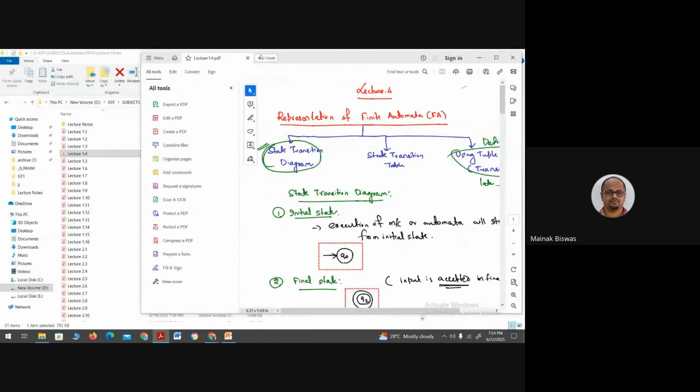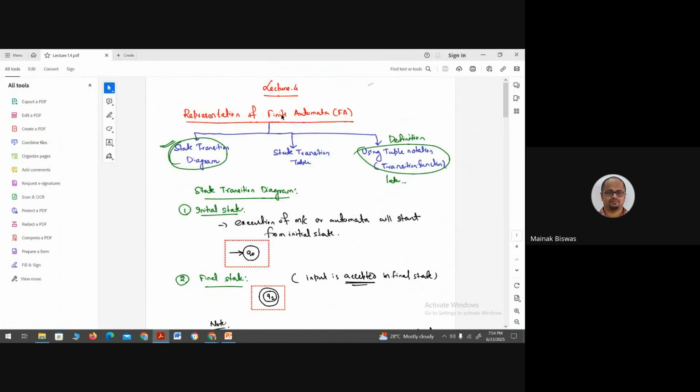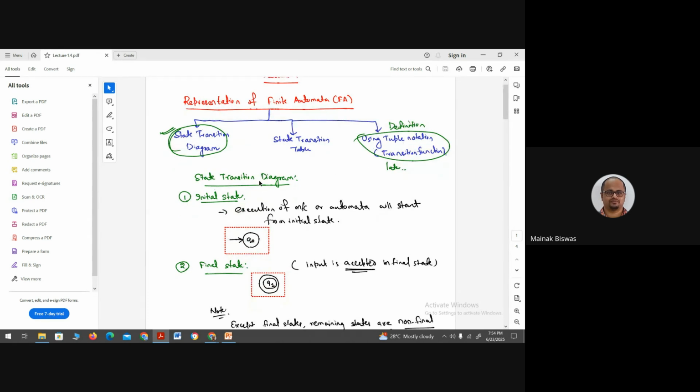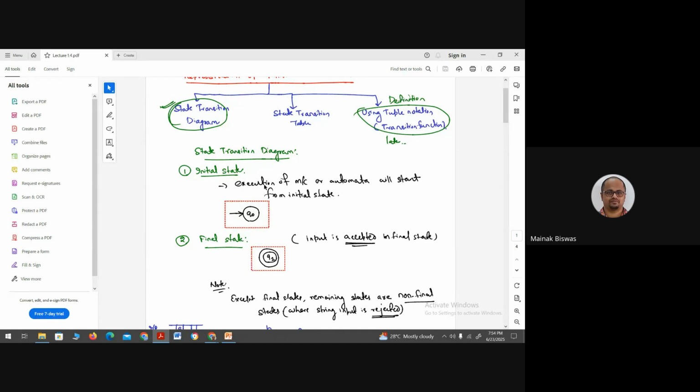Okay, so now we have to define how to define a finite automata. Automatas are defined in three ways: state transition diagram, state transition table, and using tuple notation, the transition function. Right, that is how you can define the automata. State transition diagrams are what you can call vertices and edges. The vertices are generally known as states, and the edges are the transitions that happen from one state to another. Now what is the initial state? The initial state is a special state, a circle marked q naught, with a starting arrow and no prior state.